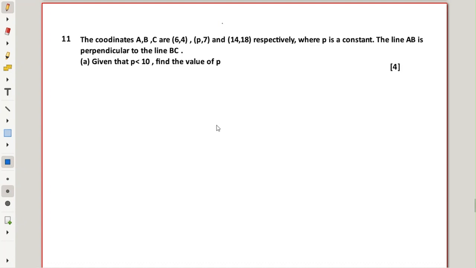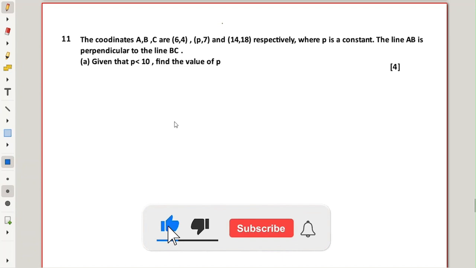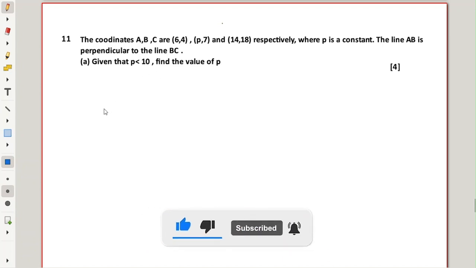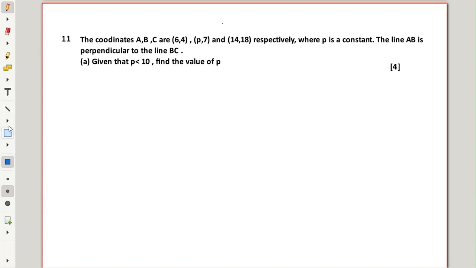Question 11. The coordinates A, B, C are (6, 4), (P, 7), (14, 18) respectively, where P is a constant. The line AB is perpendicular to BC. Given that the value of P is less than 10, find the value of P. All right, so I will start answering this question by drawing a circle.